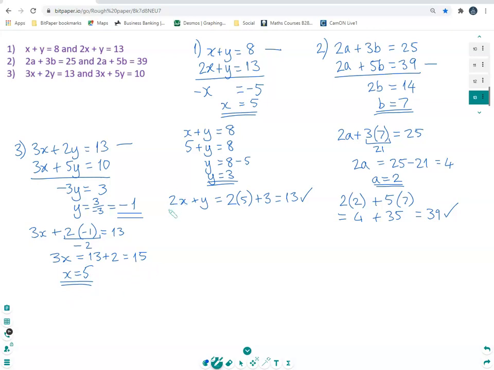Again, sub back into the other equation to check. So 3x plus 5y is 3 lots of 5 plus 5 lots of negative 1, which is 15 minus 5, which is 10, and that matches the equation, so we're done. Okay, in the next video, we're going to take it up a step and start considering minus signs.